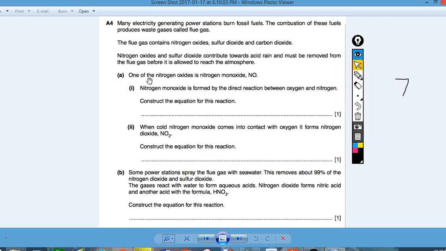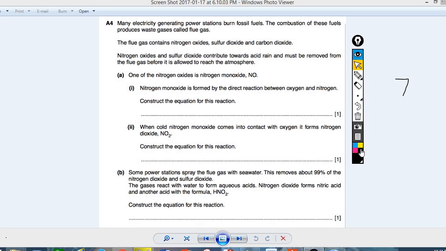Part A asks, one of the nitrogen oxides is nitrogen monoxide. Mono here means one, so there should be only one oxygen, as you can see here, nitrogen monoxide. Then they ask, nitrogen monoxide is formed by the direct reaction between oxygen and nitrogen. Construct the equation for the reaction. So you have been asked to write an equation. Let's go ahead and try to answer this.